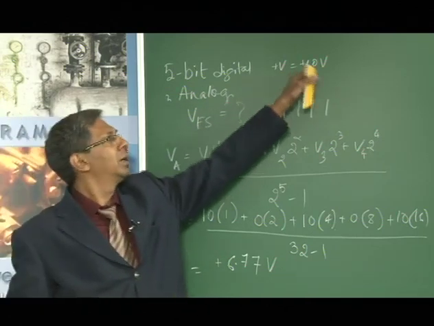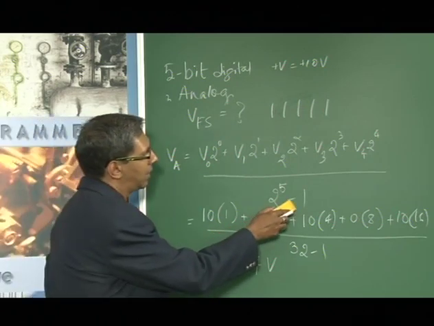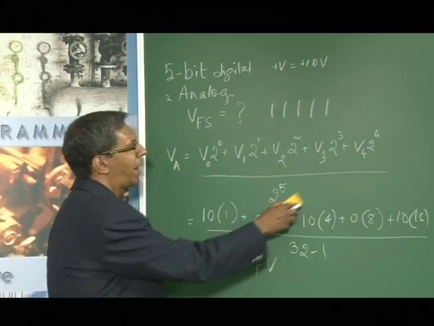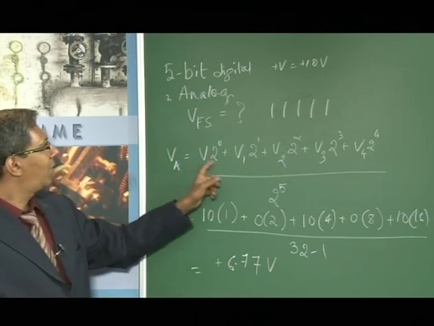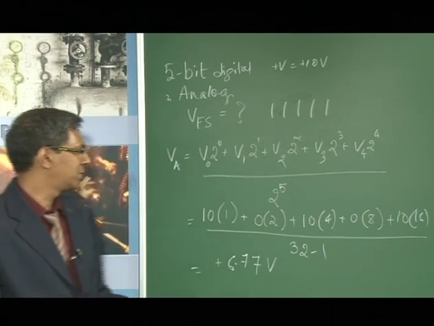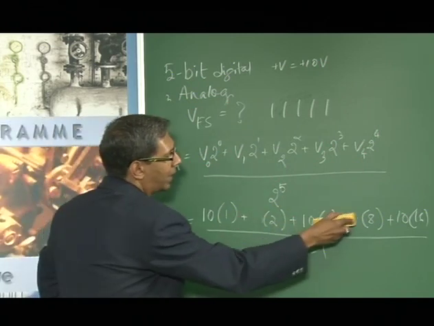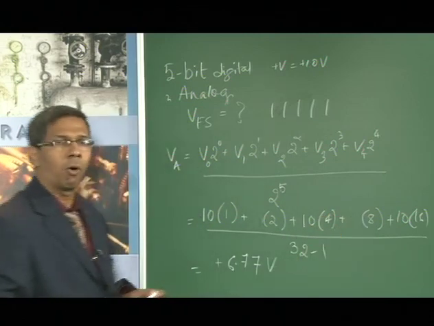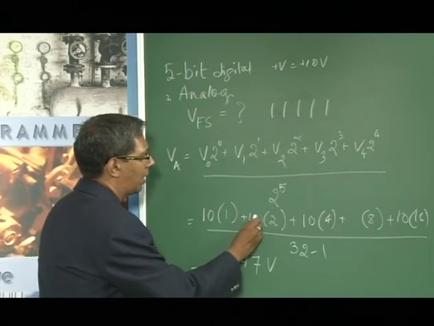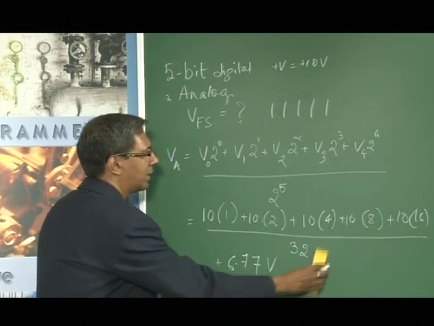Again we will assume that the supply voltage is 10. In this case the difference is we are not going to have this minus 1. Instead of 2 raised to 5 minus 1, we are going to have 2 raised to 5. And instead of zeros, now all these supply voltages will be 10, because I am looking at all ones. So this is going to be the change.